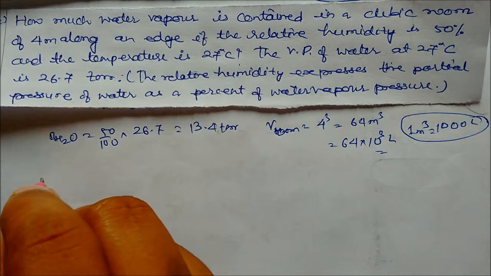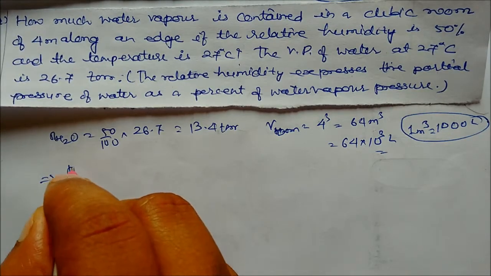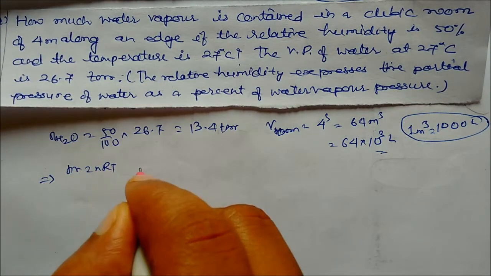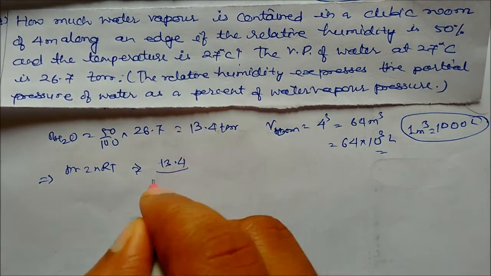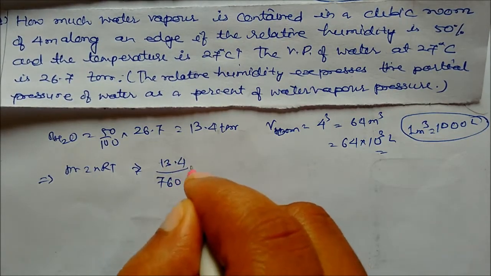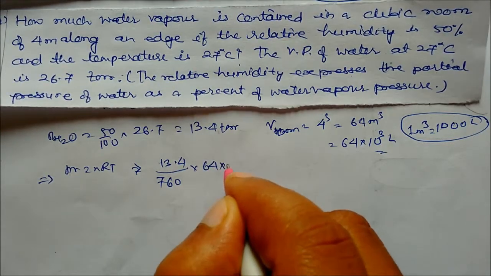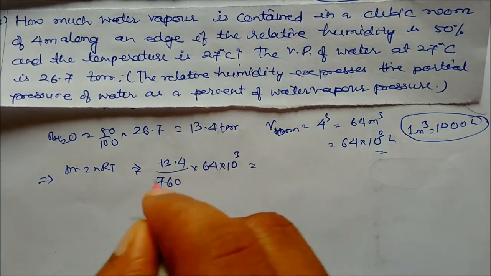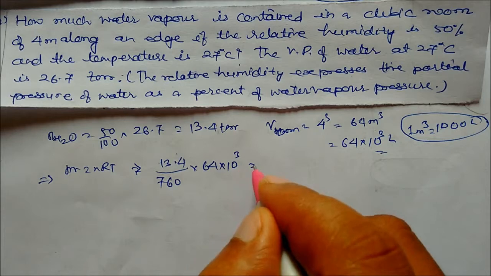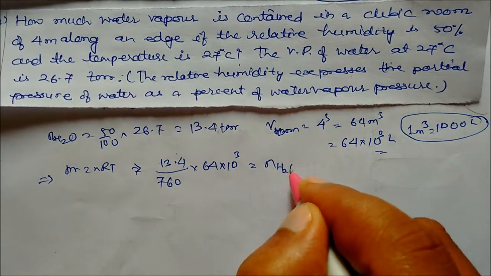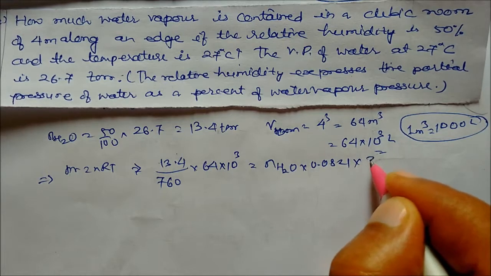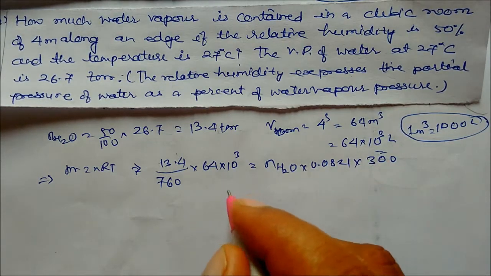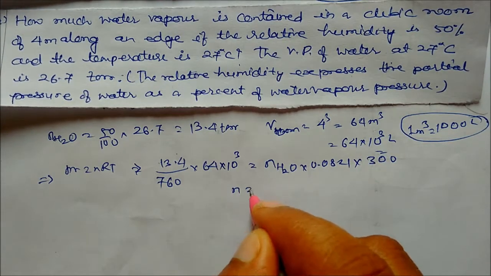Now we can use PV equal to nRT. The pressure is 13.4 torr, so we divide by 760 and multiply by the volume of the room, this much. We have to find the moles of water, n, multiplied by 0.0821 and the temperature. On solving, you will get how much water there is.